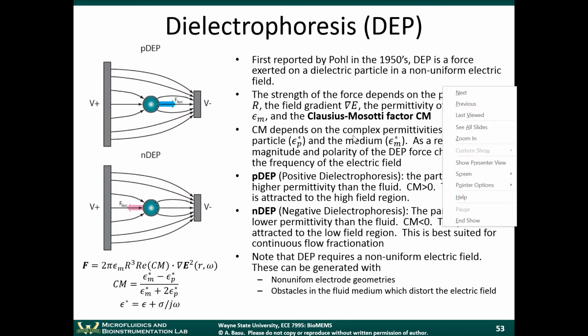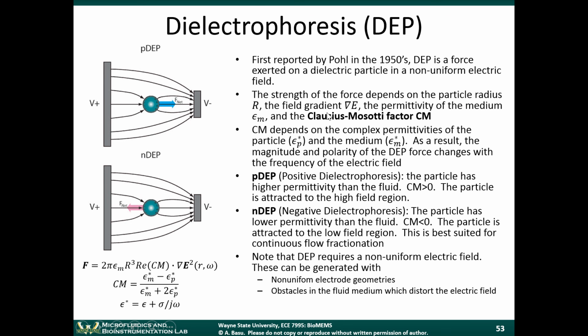The strength of the force and the direction of the force depend on the electrical permittivity of the medium, the permittivity of the liquids, and also what is called the Clausius-Mossotti factor. This depends on the permittivity of the particle versus the medium, and the equation for it is given here.